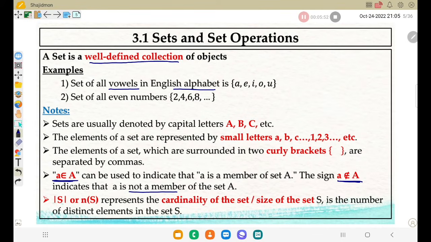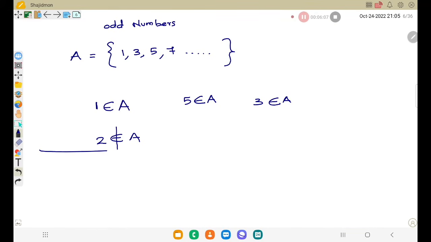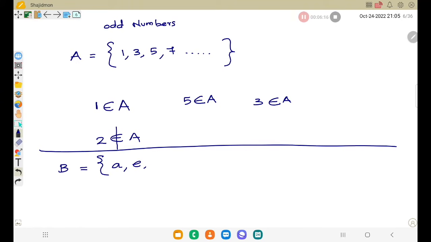Now, as I told you, before the example, set of all vowels in the English alphabet, correct? How many letters are there? 5 letters are there, okay? If I am writing like this, set of all vowels, I am representing it by B here. For example, B equals, what are the elements? A, E, I, O and U, correct? These are the vowels. How many letters are there inside this set? 5 letters are there, correct?